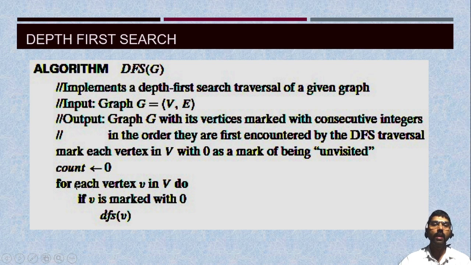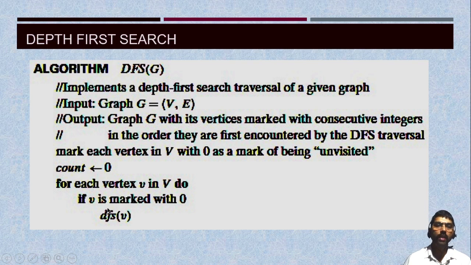Now, I have to pick, for each vertex v in V do, if v is marked with 0, DFS. I have to pick any one vertex in the set of vertices and start the DFS process from there. If that vertex is not visited, start the DFS process from there.